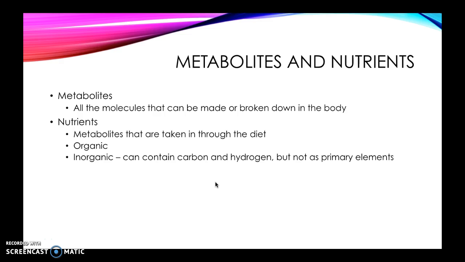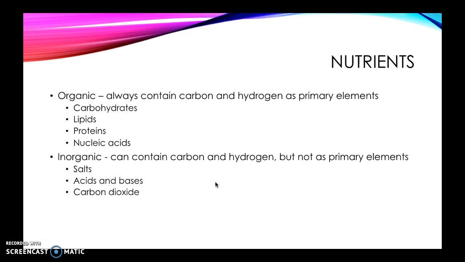Organic compounds have carbon and hydrogen as the primary elements. An inorganic compound can contain carbon and hydrogen, but they won't be the primary elements. Some examples of organic compounds are carbohydrates, lipids, proteins, and nucleic acids. Some inorganic compounds are salts, acids and bases, and carbon dioxide. Carbon dioxide is CO2. Note that carbon dioxide does have carbon, but no hydrogen, and carbon is not the primary component.